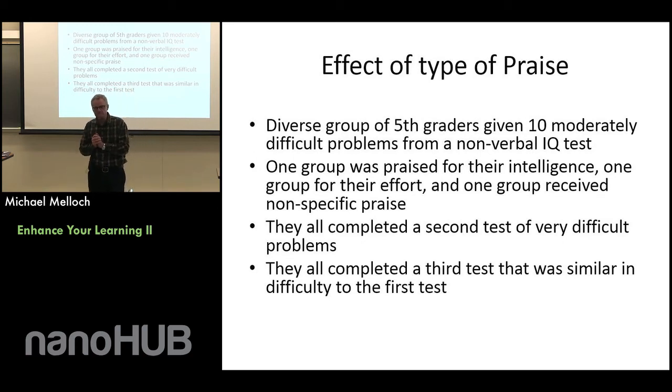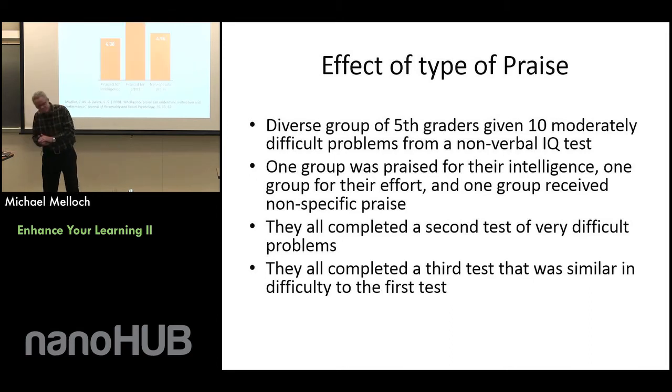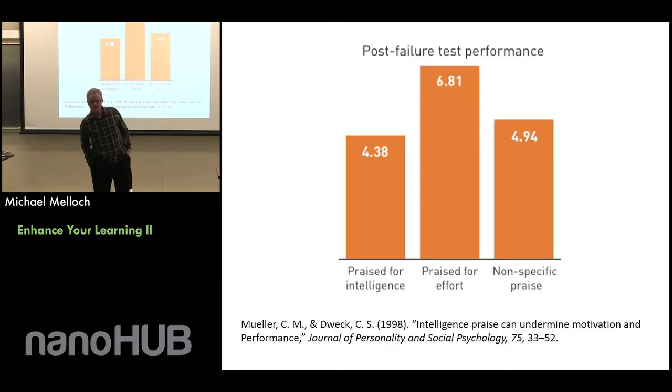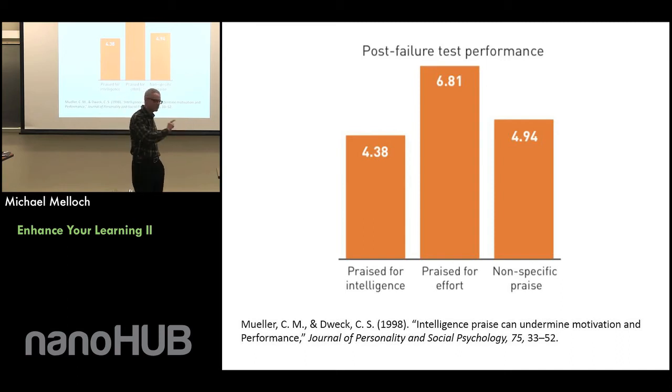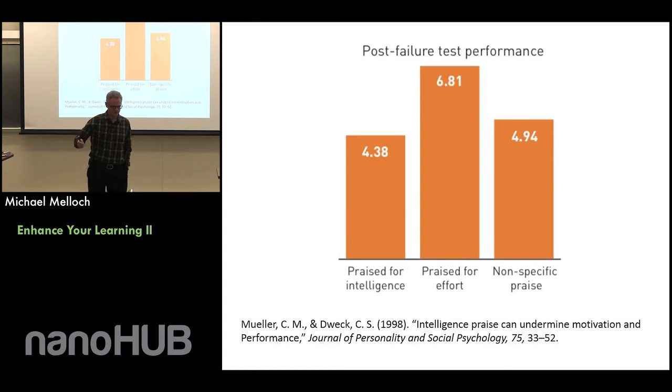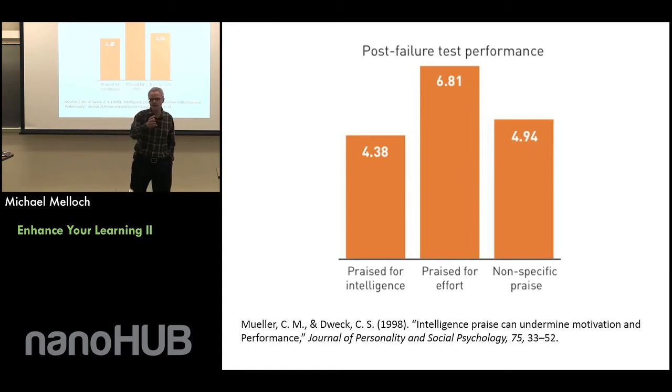The next group, they told them, you got 5 right. These were hard. You must have put in a lot of effort and worked hard to get those 5 right. And the third group, they gave non-specific praise, like, I like your sneakers. Then they gave them a set of very hard questions, where they got maybe a couple right.